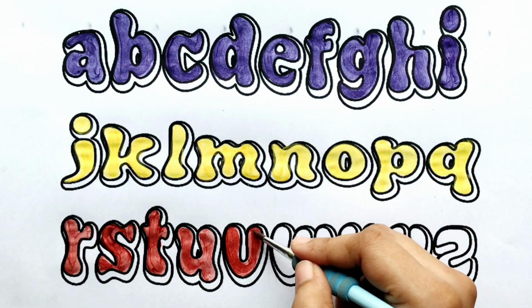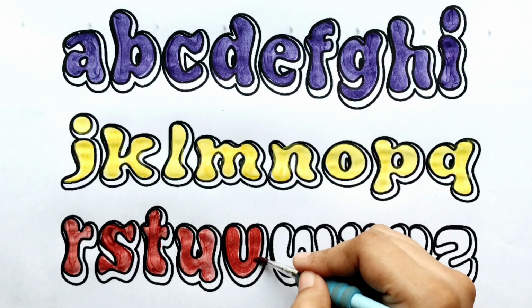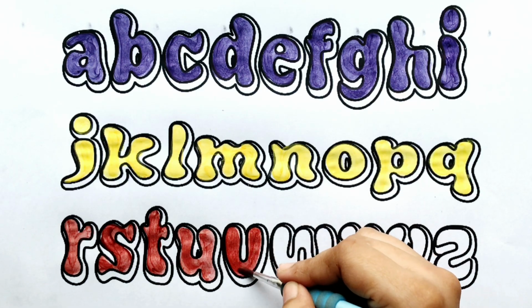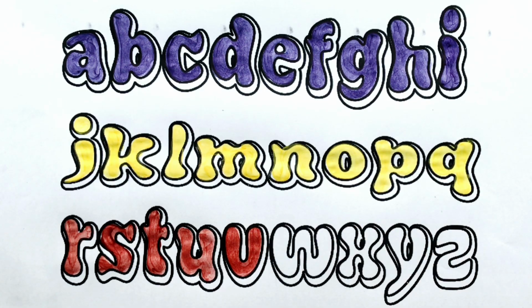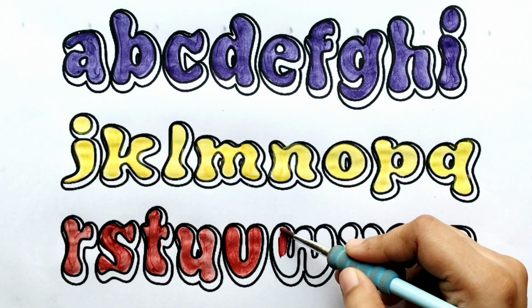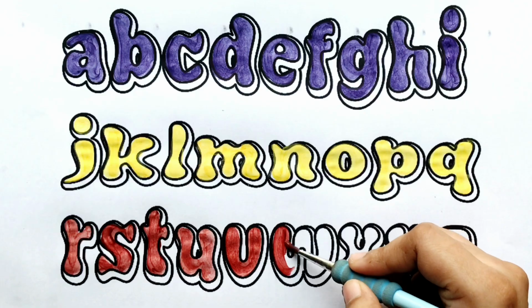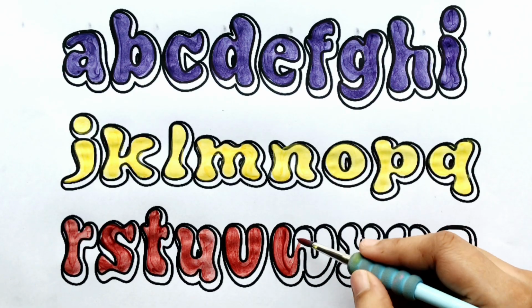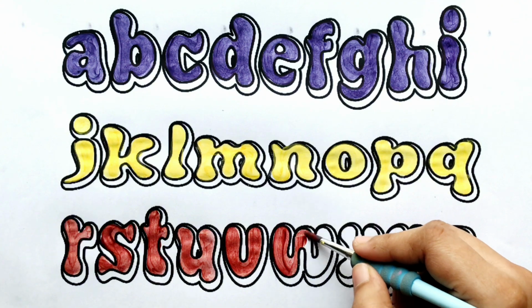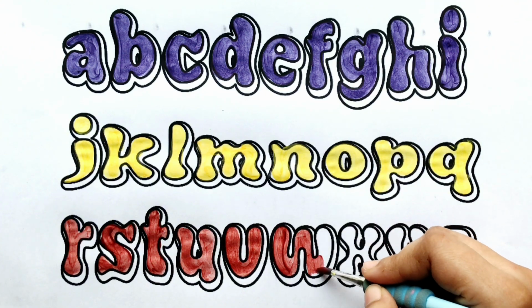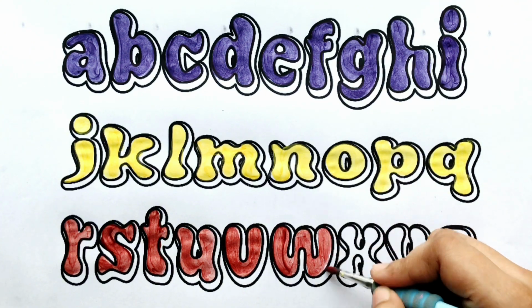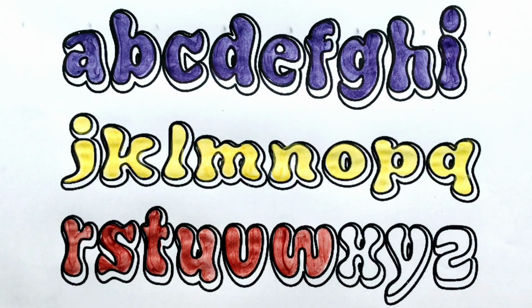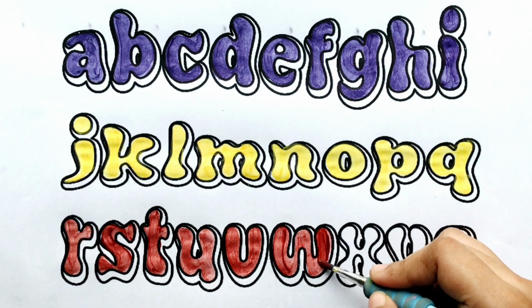A, B, C, D, E, F, G, H, I, J, K, L, M, N, O, P, Q, R, S, T, W for watermelon. W, X, Y, and Z. Now I know my ABCs. Next time, won't you sing with me?